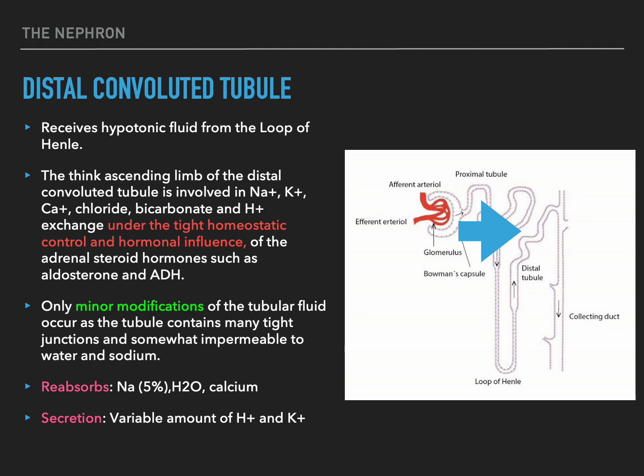But in general, only minor modifications of the tubular fluid are occurring here, and that's because there are many tight junctions and this tube is somewhat impermeable to water and sodium. But the small modifications that you would see would be reabsorption of sodium. This accounts for only about 5% of the sodium reabsorption that happens, water and calcium, and secretion of a variable amount of potassium and hydrogen.